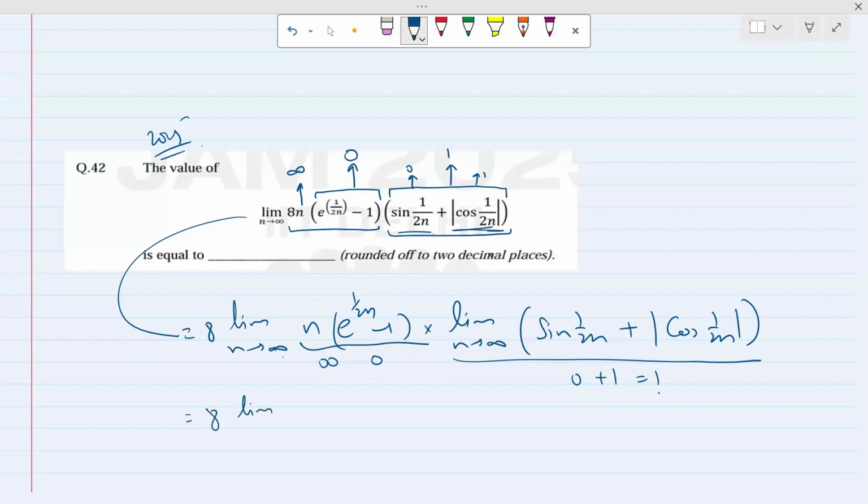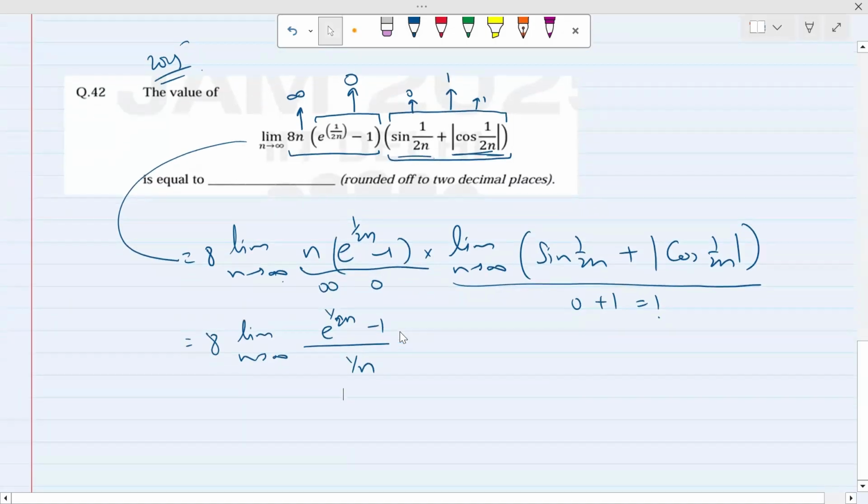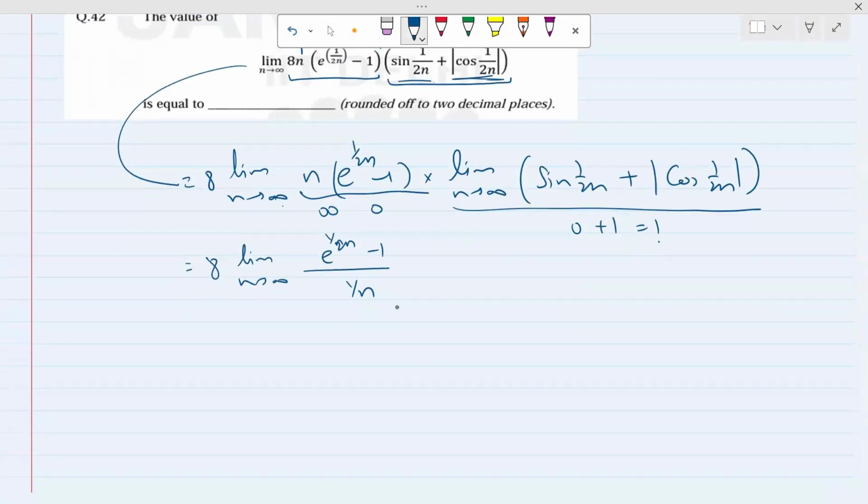We already know how to evaluate such a limit. Either you convert to 0 by 0 form or you convert to infinity by infinity form. So let's convert it into this form. This is, I think, 0 by 0 form. So what will you have? You differentiate the numerator and denominator.